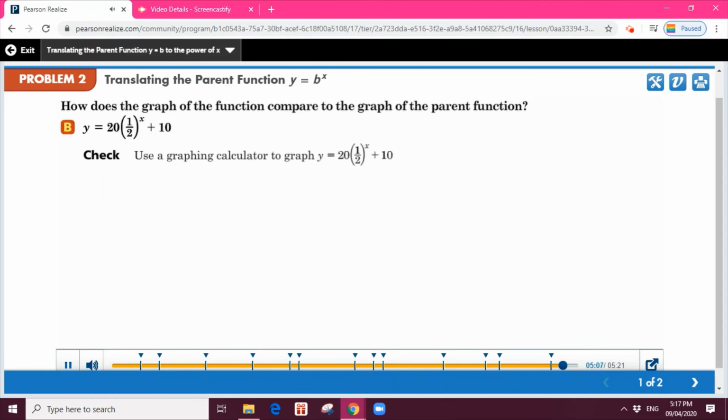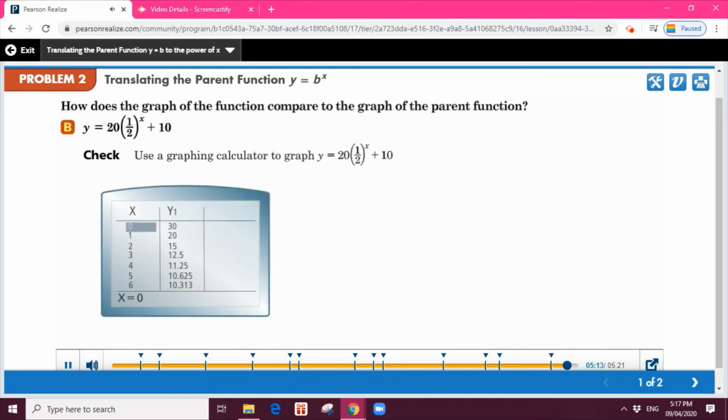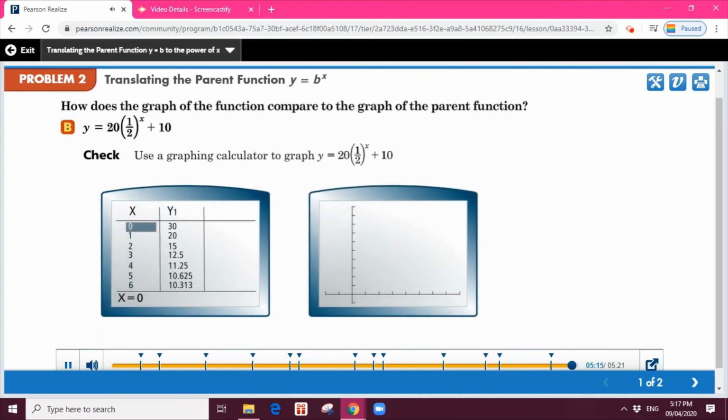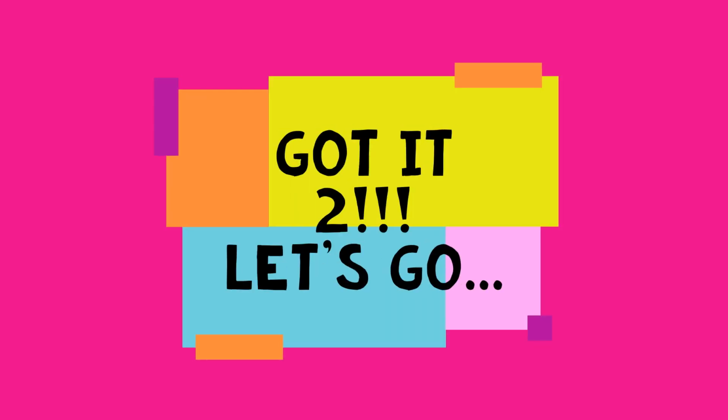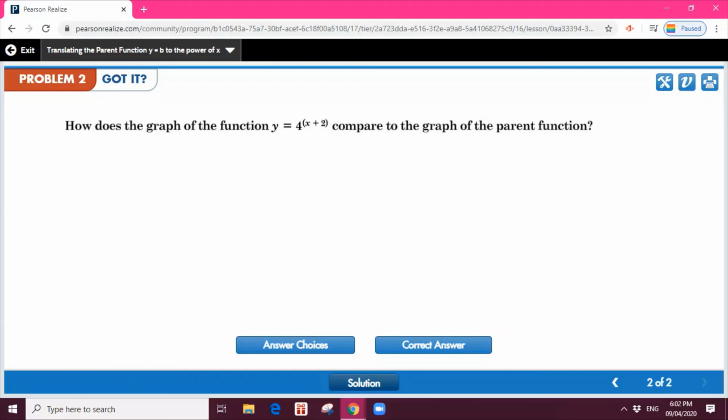Use a graphing calculator to graph y equals 20 times 1/2 to the x power plus 10. The graph of y equals 20 times 1/2 to the x power plus 10 checks. Static number 2 question. How does the graph of the function y equals 4 to the x plus 2 power compare to the graph of the parent function?